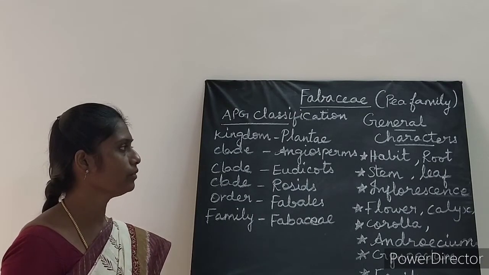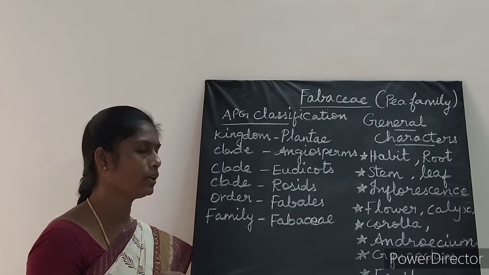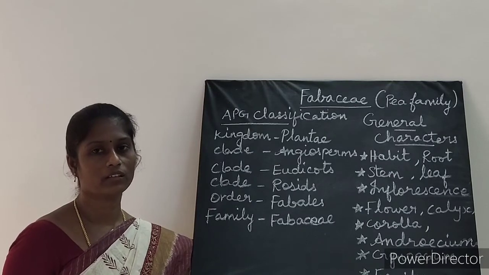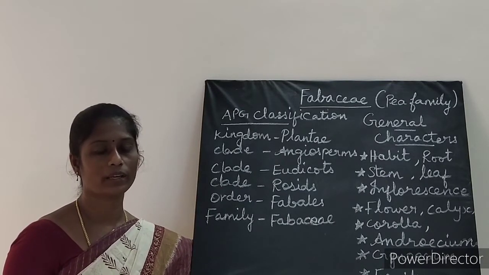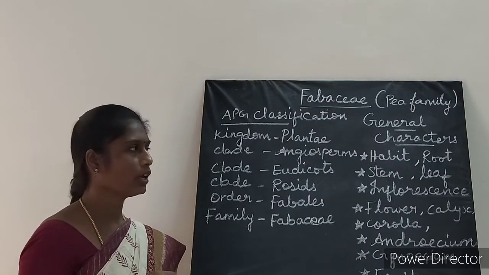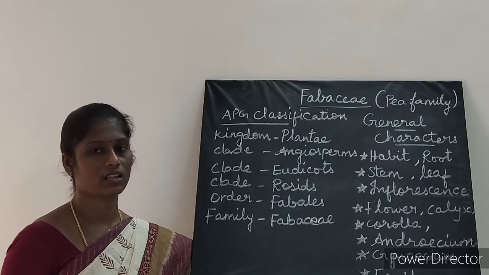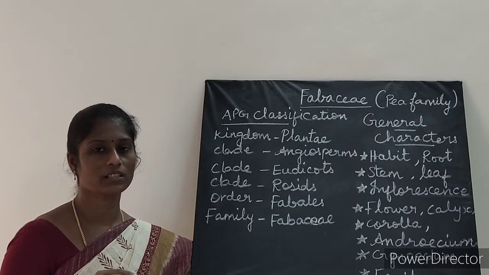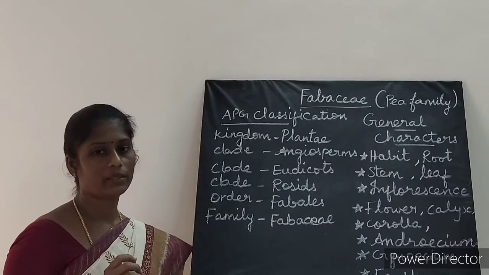Okay, now let us begin with distribution. This Fabaceae family is cosmopolitan, present worldwide, but abundantly present in tropical and subtropical regions. Okay, and it includes 741 genera and 20,200 species in this family. Okay, now next one is habit.